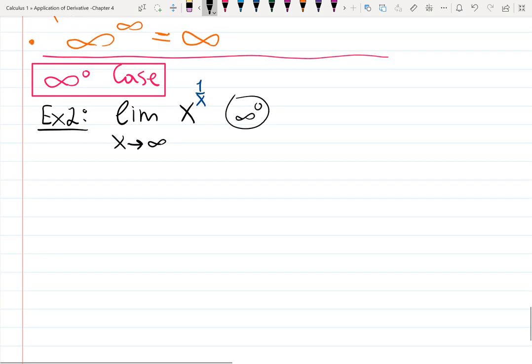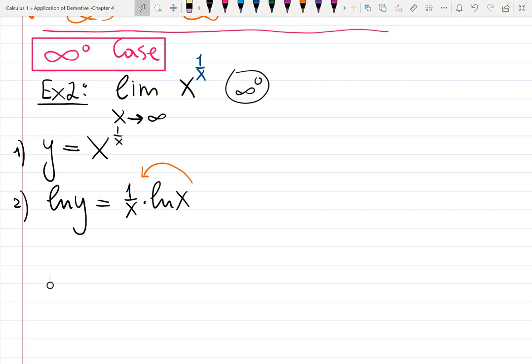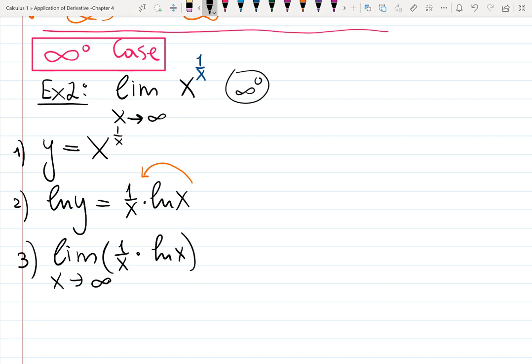Well, let's repeat the whole process really fast. It's going to be y equals x to the 1 over x. Step 1. Step 2, apply log and simplify. ln of y is, I will do the simplification right away, 1 over x times ln of x. Did you see what I just did? This exponent just jumped down. That's the whole point of it. Now, step 3, apply the limit as x approaches infinity of 1 over x times natural log of x.